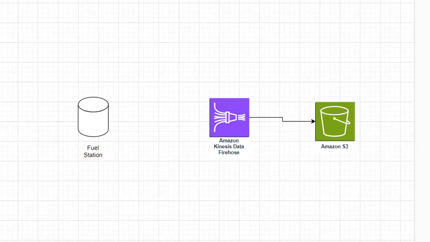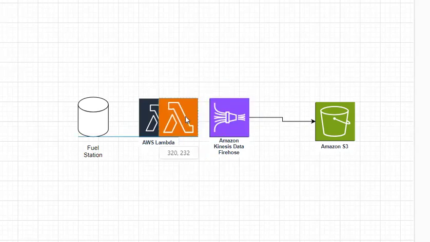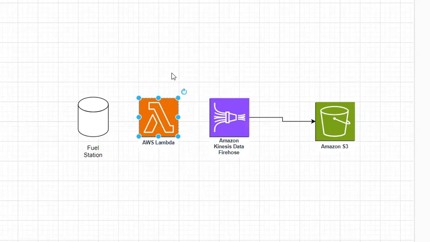Now for this lab, to generate the data, I don't want to use a server. I'm expecting to use one serverless compute service, that is Lambda. I want to use Lambda for generating some random data regarding fuel stations. I'm using some Lambda code to generate that. Then I'm putting that data immediately into my Kinesis Data Firehose. Then this Kinesis Firehose will move the data into whatever destination we configured.